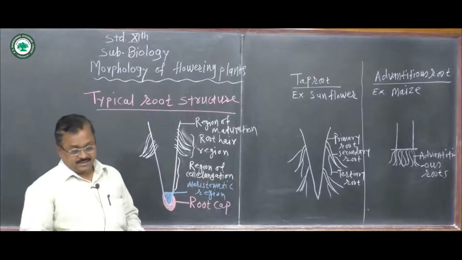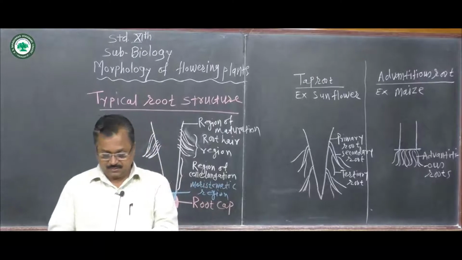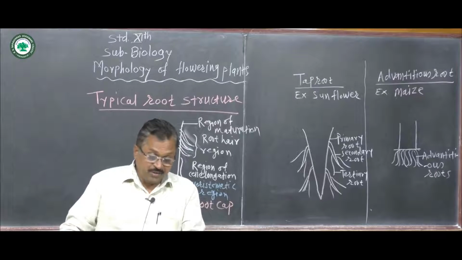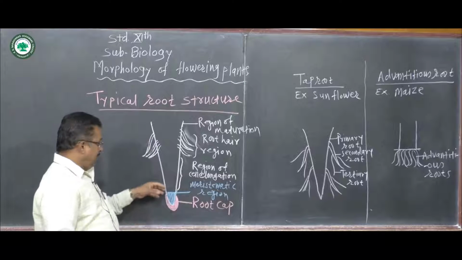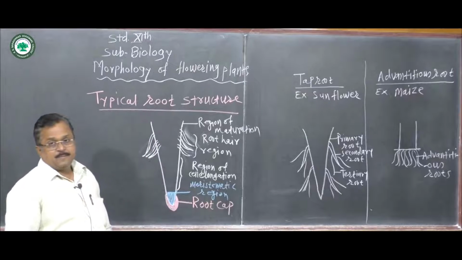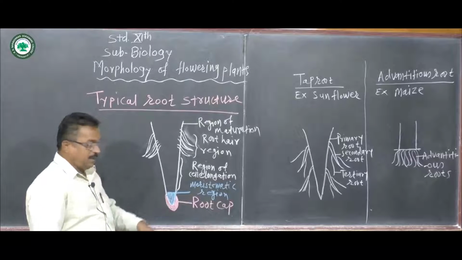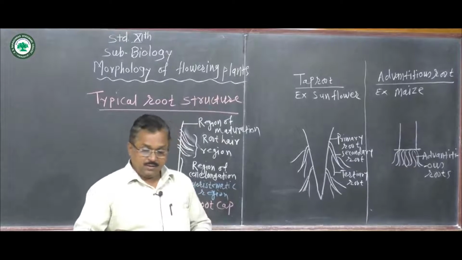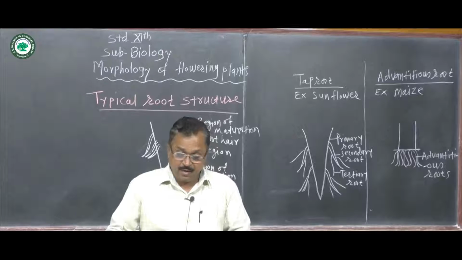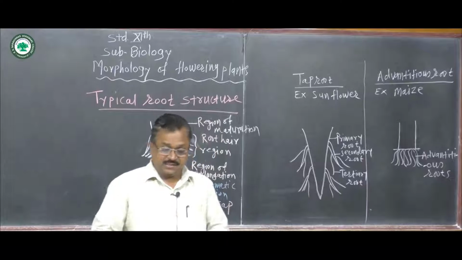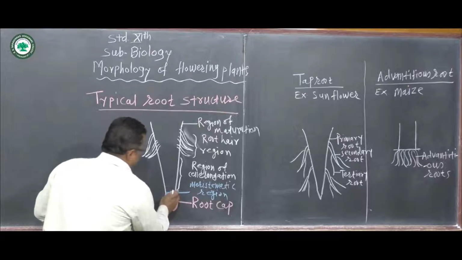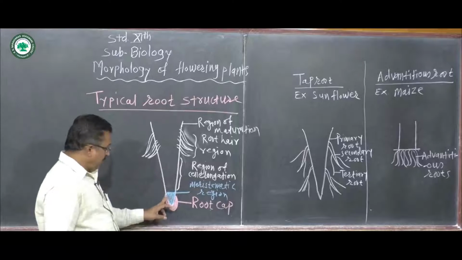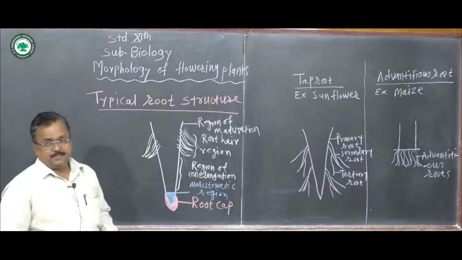The root cap releases a mucilaginous substance for the lubrication of the root. When the root enters the soil, it easily inserts into the soil. Here it secretes mucilage for lubricating the passage of the root through soil cells. The root cap protects the meristematic region, where the meristematic cells are present.